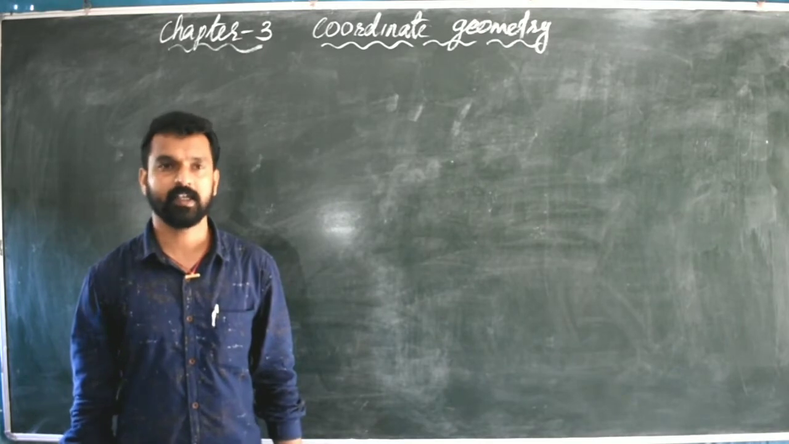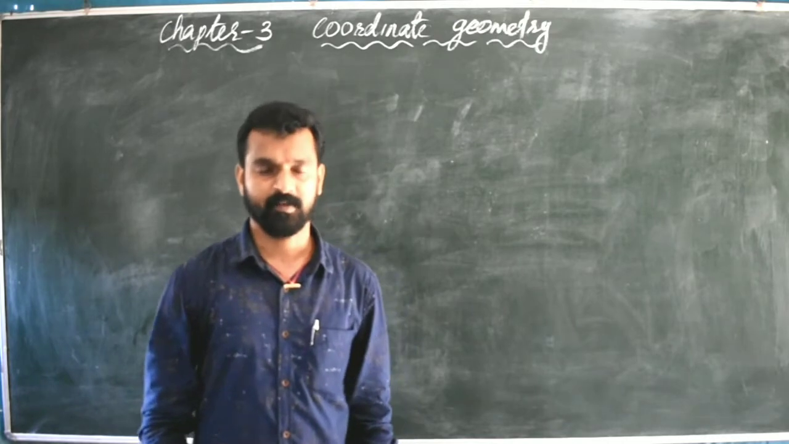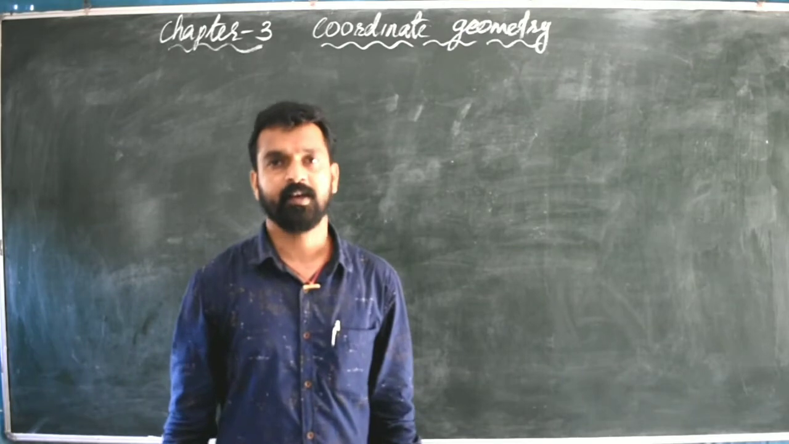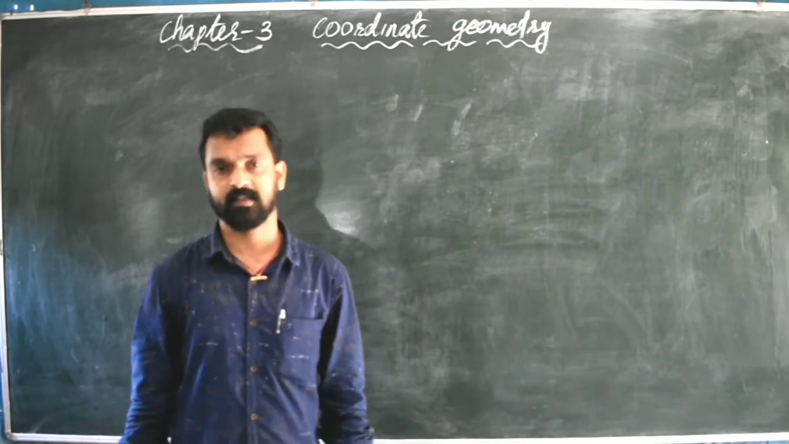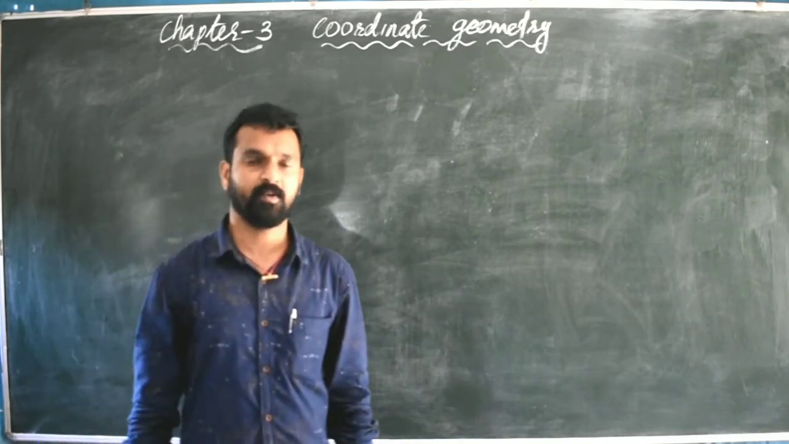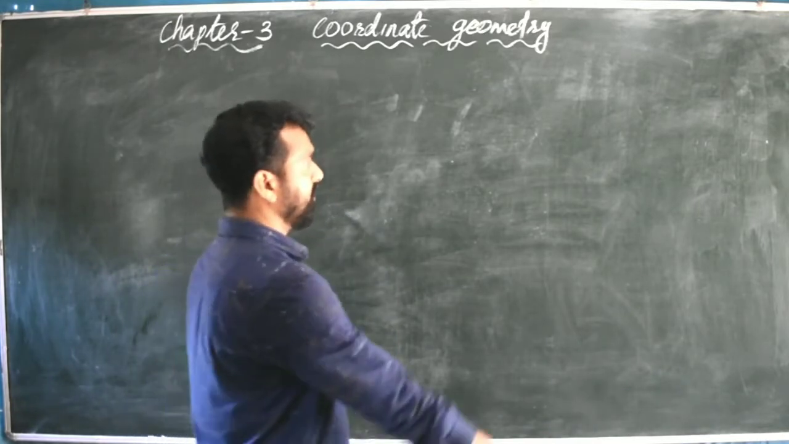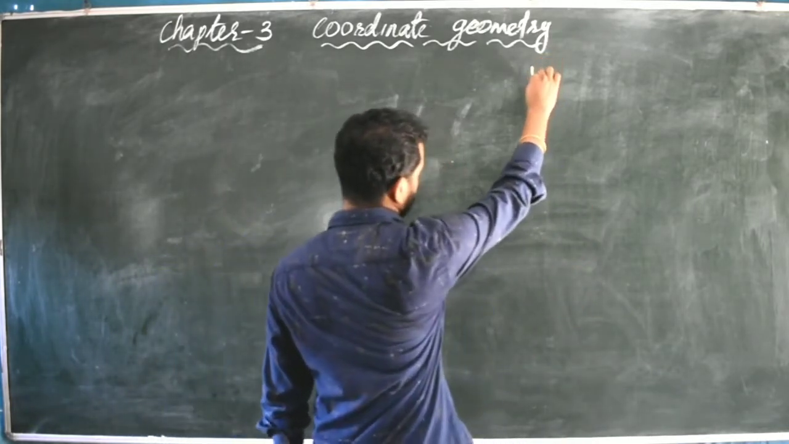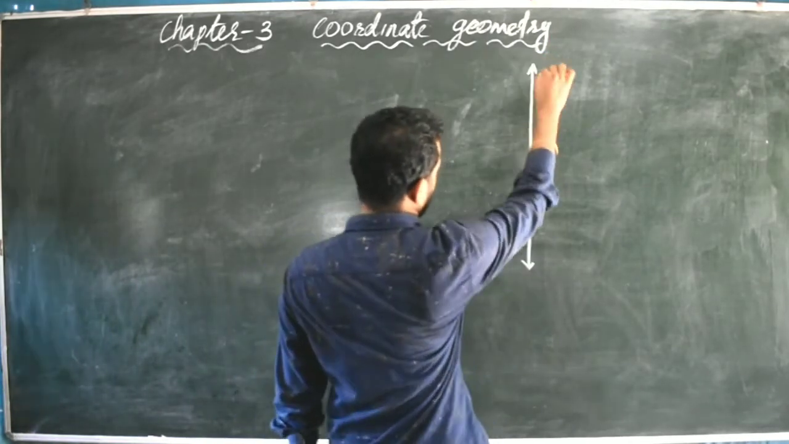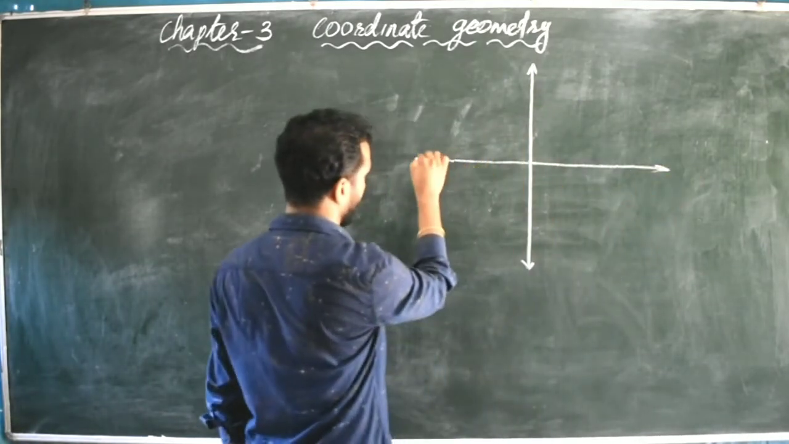How can we locate a point? Before that, what is coordinate geometry? That I will explain once. To locate a point on a plane, we use two reference lines, the x-axis and the y-axis. This horizontal line is called the x-axis and the vertical line is called the y-axis. You have located a point on a number line. In the same way we can locate a point on a plane, using coordinate geometry.